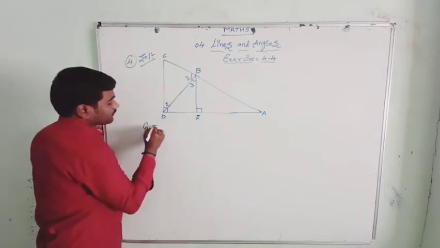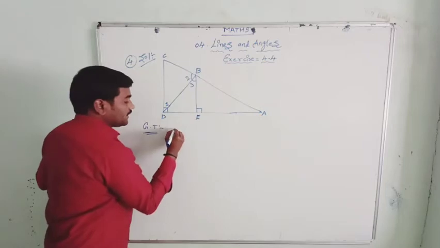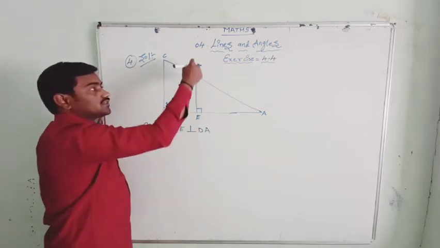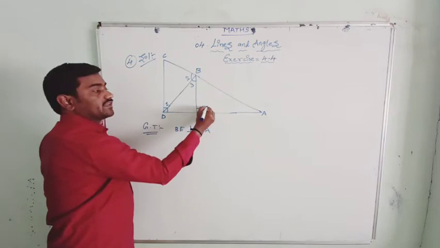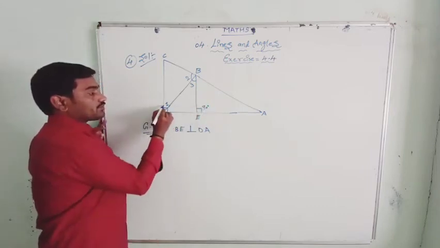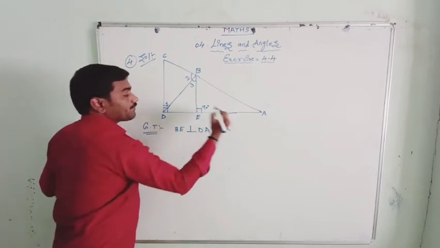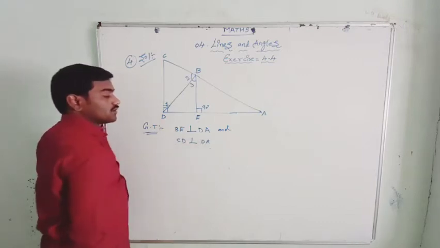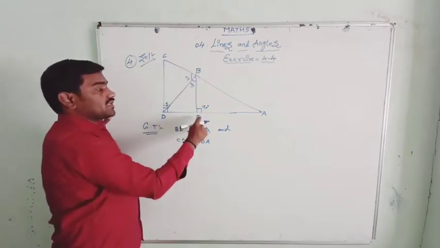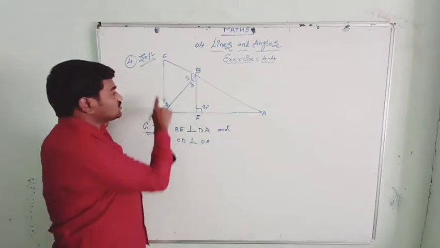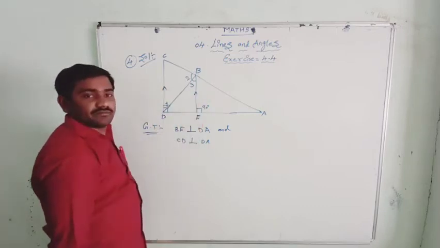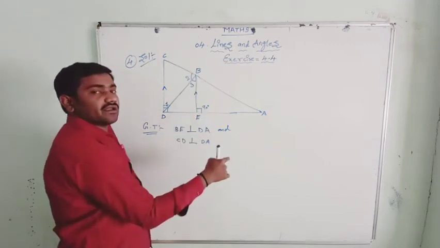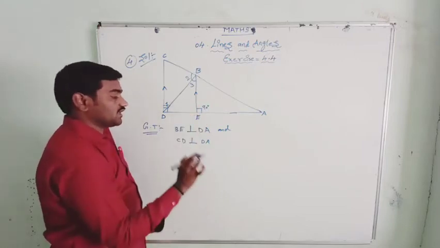So what is given is that BE is perpendicular to DA, perpendicular in the sense of intersecting at an angle of 90 degrees. And also CD is perpendicular to DA. So here we need to understand that these two perpendicular lines are on the same line DA. These two perpendicular lines will be parallel to each other. If two lines are perpendicular to the same line, then the two perpendicular lines are parallel to each other. That is the concept here.